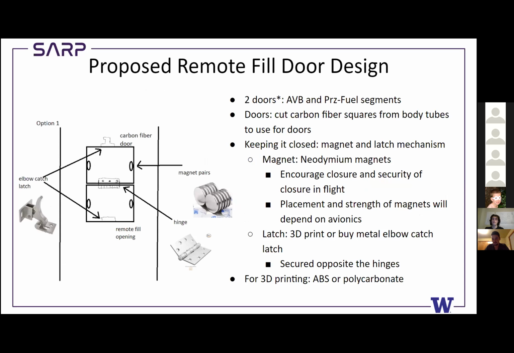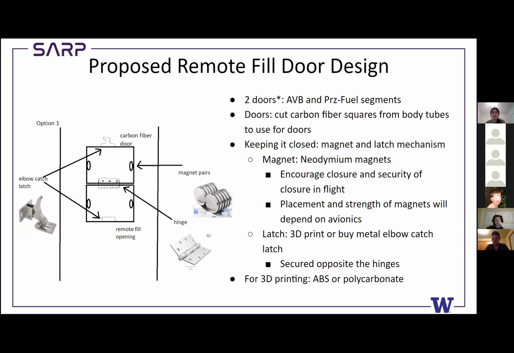Thanks. First of all, what's the function of the remote fill doors and where on the rocket will they be located? We have 2 confirmed remote fill doors in the AV bay and PRZ fuel segments of the rocket. Each door will be open before launch, and the pressure nozzles will go through the door, with the door resting on those. Once the pressure tank is full, the nozzles will come off automatically and the door will shut and will need to stay shut during flight. That's our job, to make sure that the door shuts and stays shut.